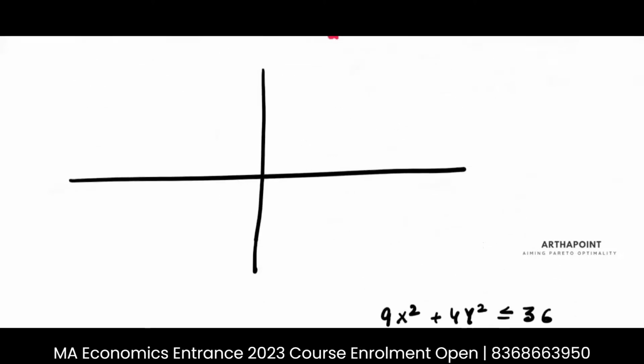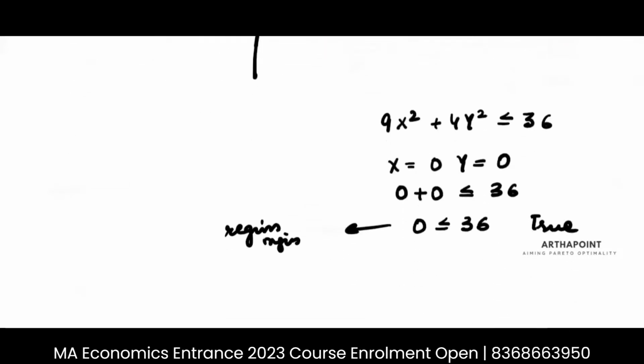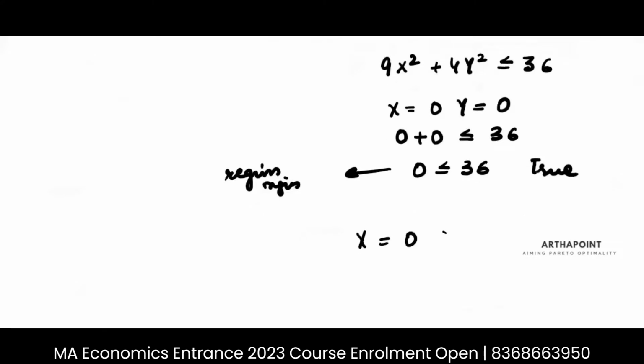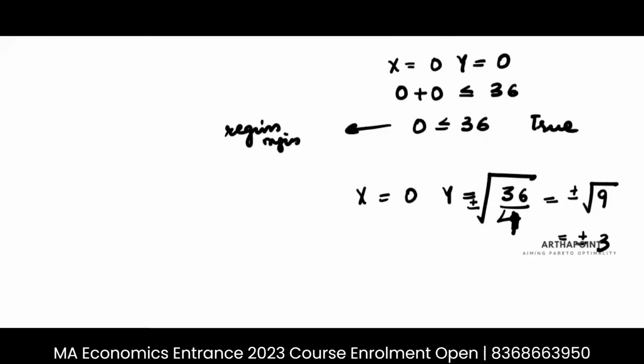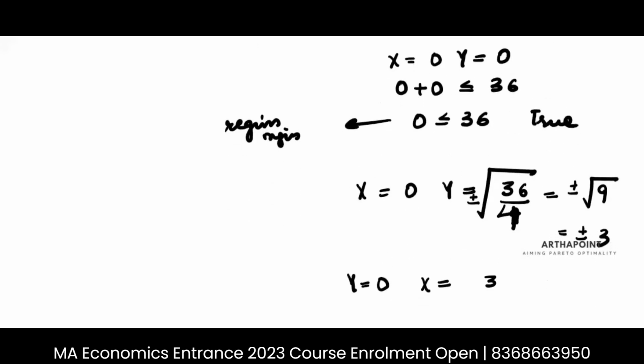Now what I'm going to do is, we have got some values here. When x is 0, what are the values y can take? y can take the square root of 36 by 4 with a plus and a minus sign. So when x is 0, y is going to be root 9 with plus and minus, which is going to be plus minus 3. And when y is 0, what are the values x can take? It is going to be the square root of 36 by 9, plus minus, which will be plus minus root 4, which will be plus minus 2.